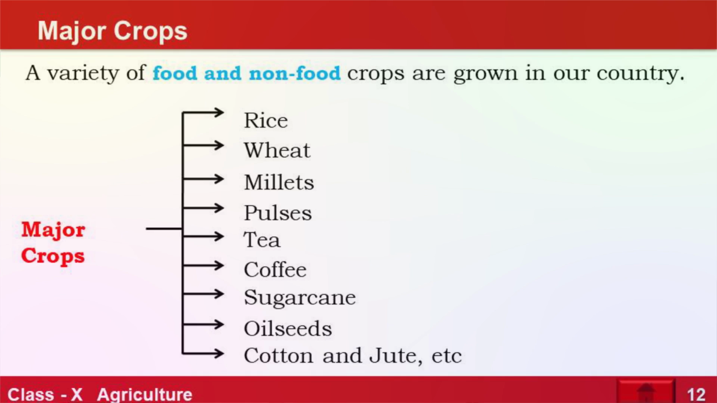So 10 are food crops, and the rest of them, 3-4, are called non-food crops, which we don't eat. So let us make our table first of all. Again, the way we did soil, same way we have to do it here. You have to make a table.